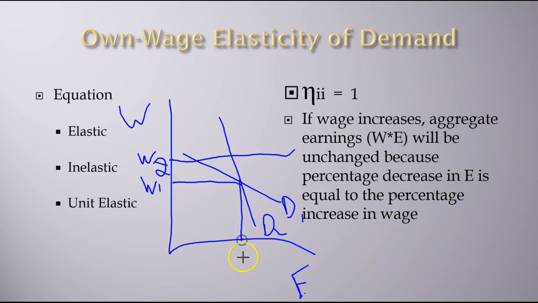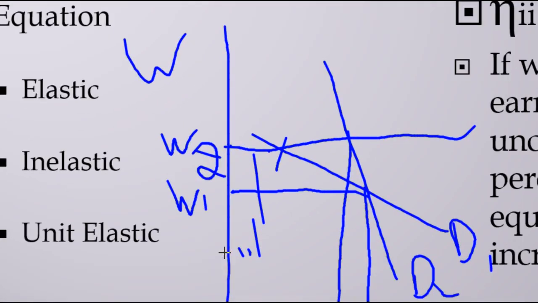And if we look at this, we're going to have some original employment level. Now in demand 2, which is more vertical, that employment is going to go down by a little bit. But with wage 2, it's going to go down by more.